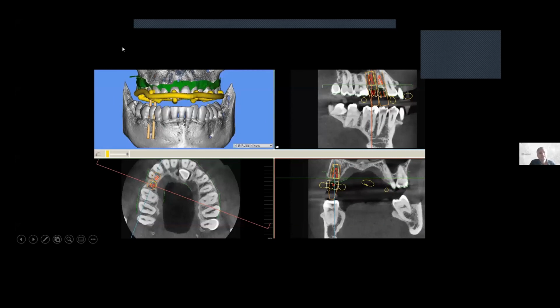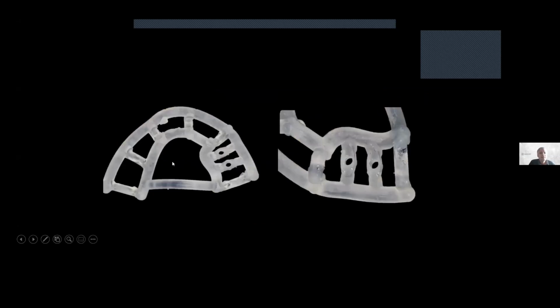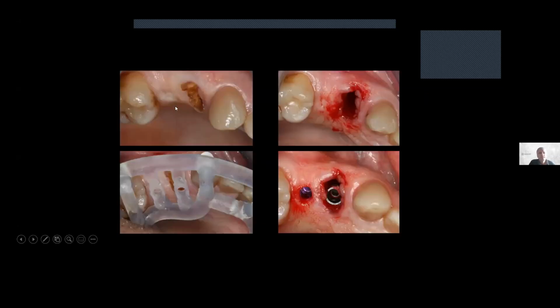This is prosthetically driven implant placement. We just design our guide once again. We print it. We place it in the mouth. We extract the root without raising any flap, but we can raise flaps. There's no problem in raising flaps. I think it's better not to, but we can when we have enough width.